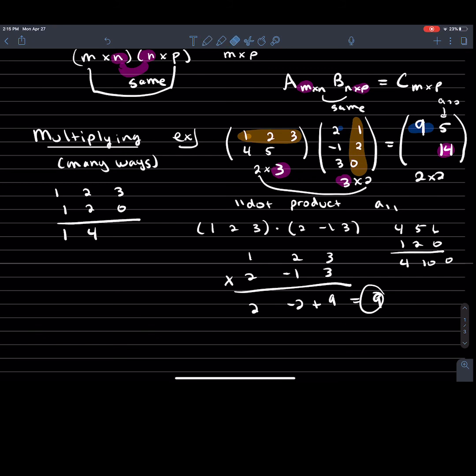This last one, I'm just going to eyeball it. It's 8. 4 times 2 is 8. 5 minus 5 plus 18. I think we get 21. And there we go. There's our first multiplication.